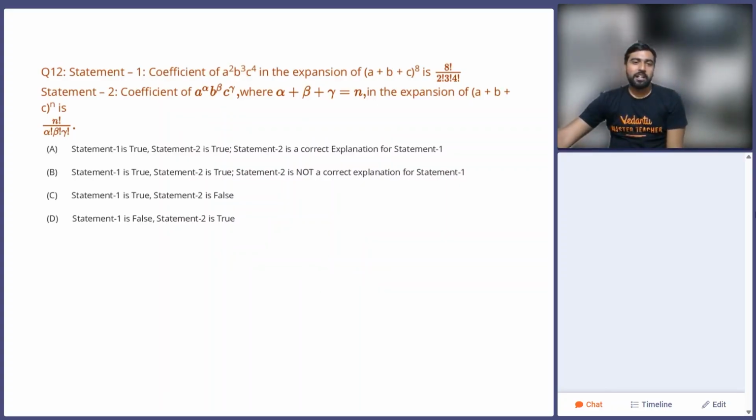Okay, what do we have here? It's a multinomial theorem question. (a plus b plus c) to the power 8, and a square. There's a problem over here, right? Because the term is a square b cube c power 4.